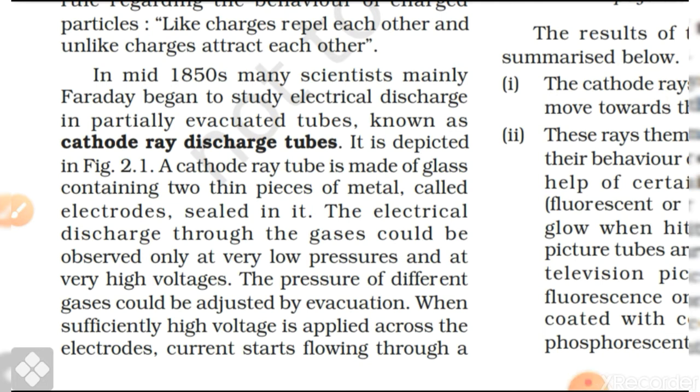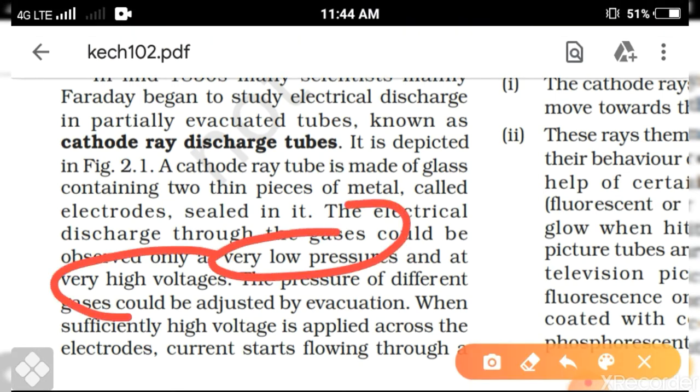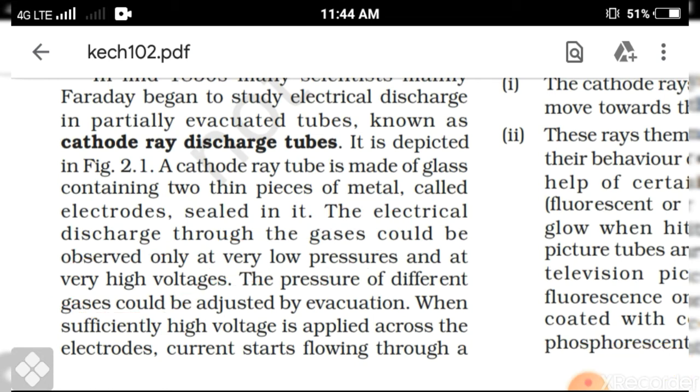The electrical discharge through gases could be observed only at very low pressure. What pressure is applied inside the cathode ray tube? Low pressure, and a very high voltage. Low pressure and high voltage. The pressure of different gases could be adjusted by evacuation. Understand? When a sufficiently high voltage is applied across the electrodes, then what happens?